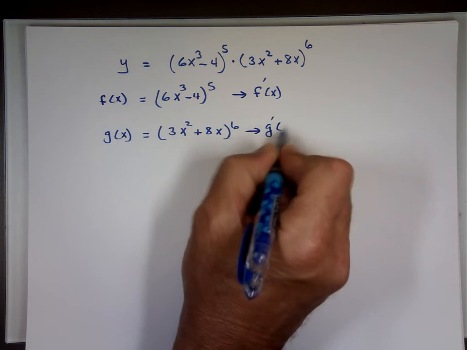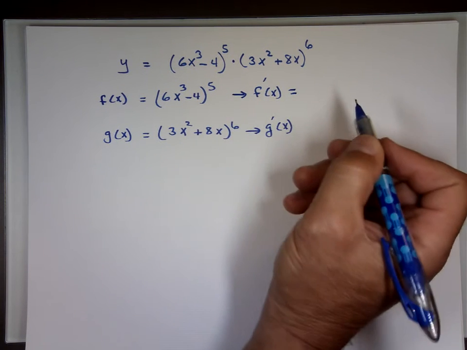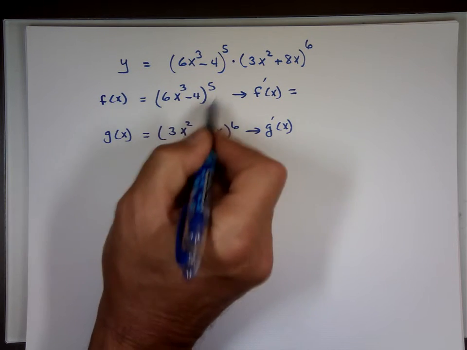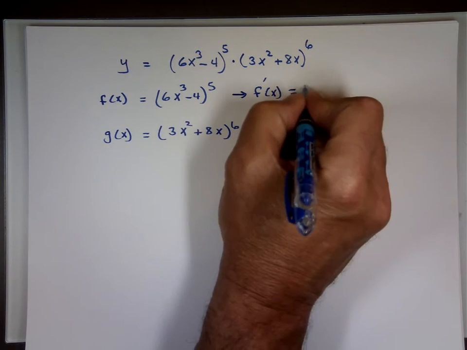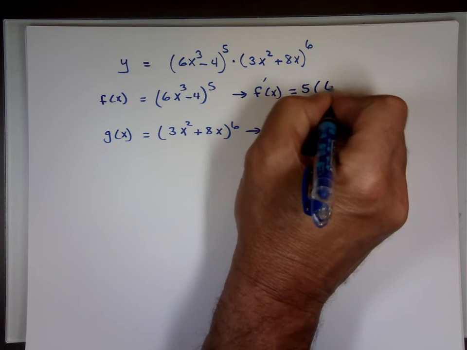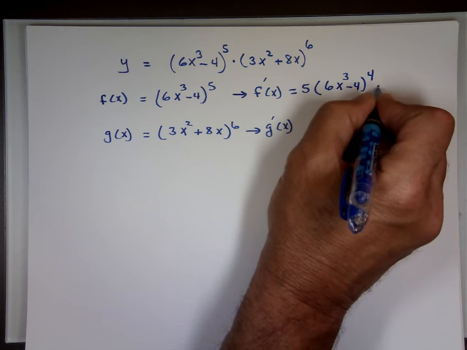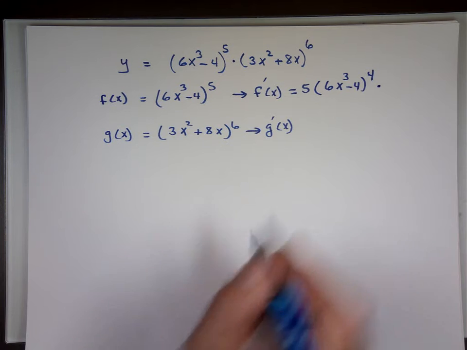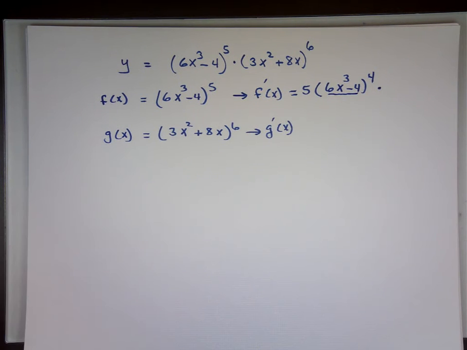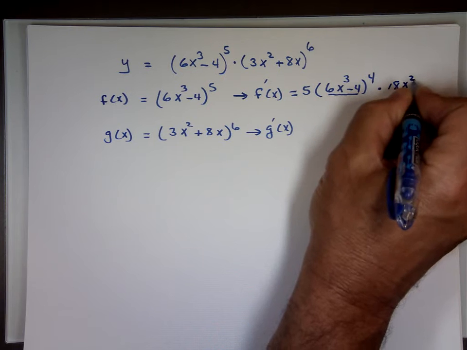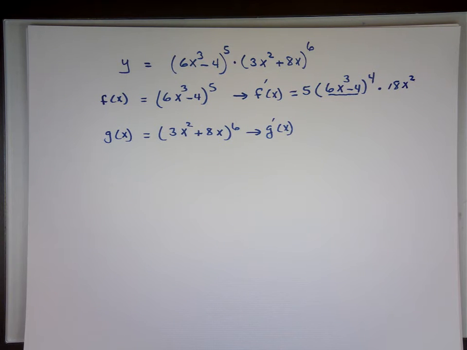So what's the derivative of F? 18x squared. Nope, derivative of F, this whole thing. Five. Move the power to the front, yes. All of that, subtract 1 from the power, times the derivative of what's on the inside. What's the derivative of that? 18x squared. You can multiply the 5 with the 18. For now, I'll leave it.